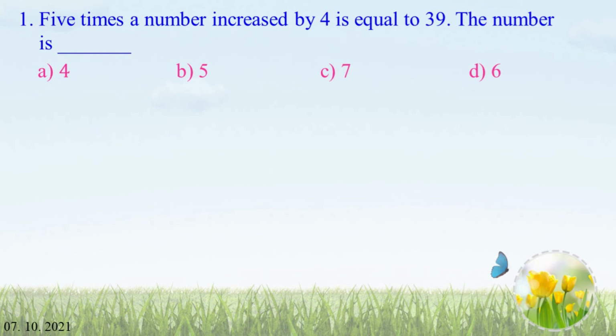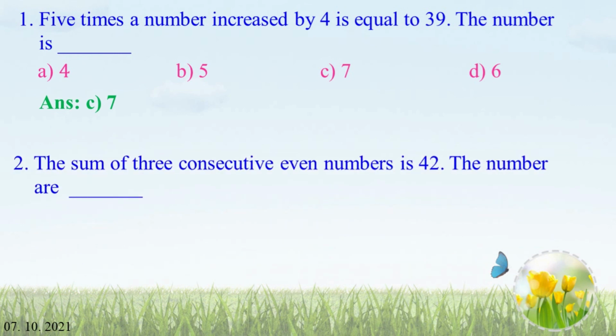5 times a number. Here a number is unknown. So we take x. 5 times a number, 5x. Increased means plus. Plus 4 is equal to 39. 5x plus 4 equals 39. 5x equals 39 minus 4, we get 35. So x equals 35 divided by 5, we get 7. Option C. So the correct answer is option C, 7.